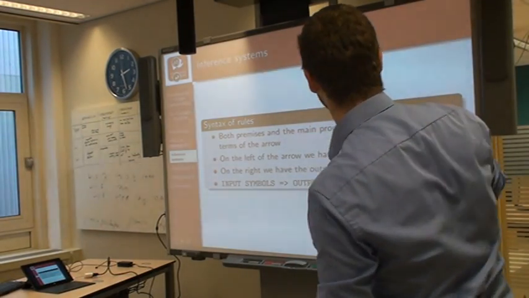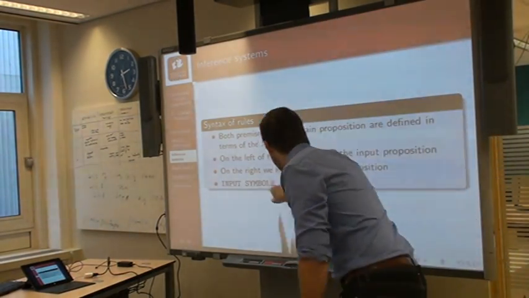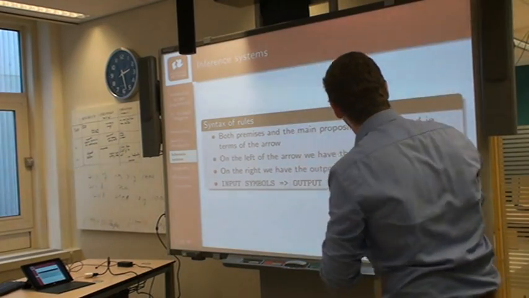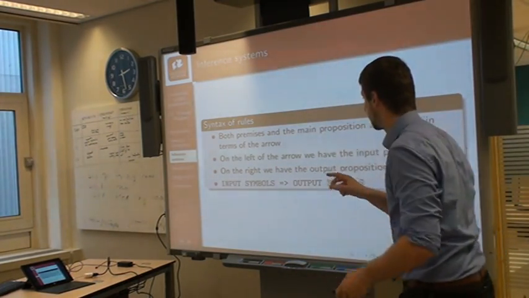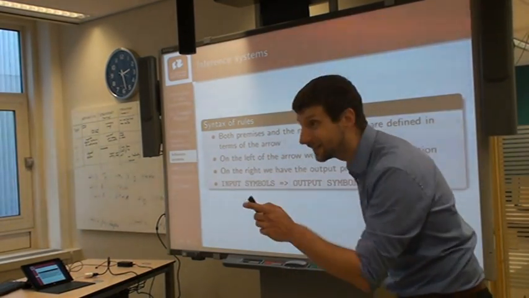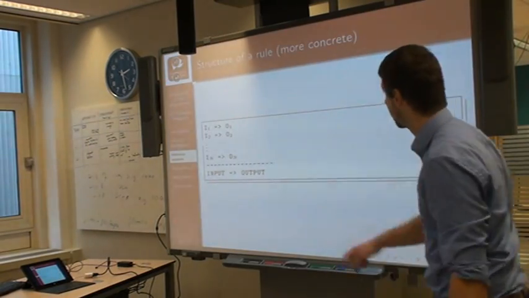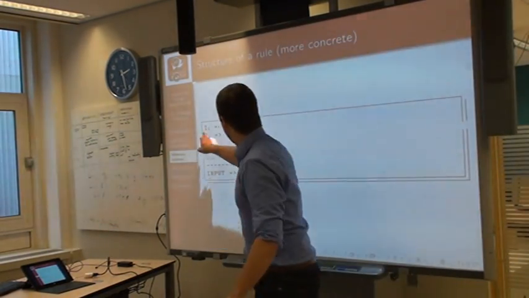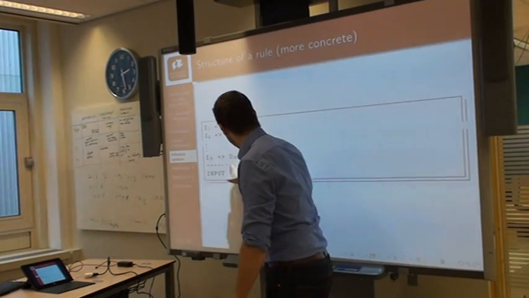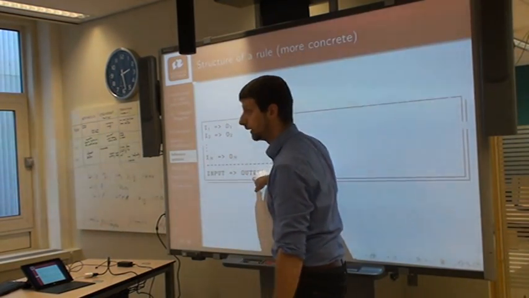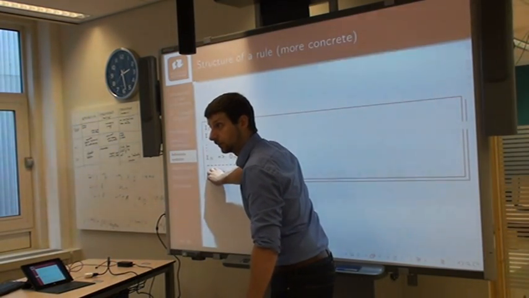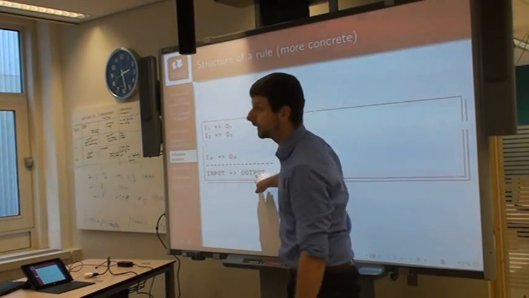The premises and the main proposition are all defined in terms of this arrow here. On the left of the arrow, we have the input proposition. On the right, we have the output proposition. And it looks like this. Input symbols, arrow, output symbols. So concretely, what you will actually write in a rule will look like this. I1 goes into O1, I2 goes into O2, etc. for n times. And under the line, the bar, you have input goes into output. Now this is the main input of the whole rule. This is where we start. Okay? Then we follow the premises, and then we go to the output.